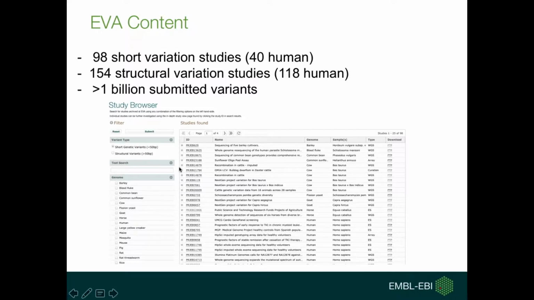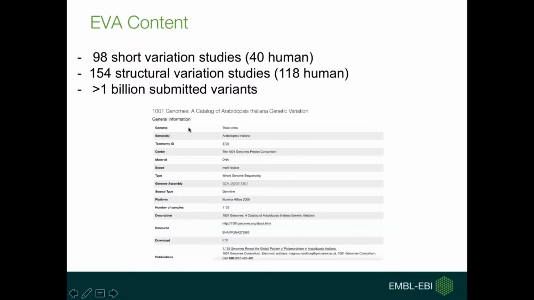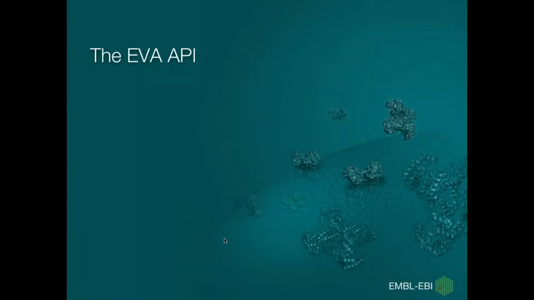This is a screenshot of our study browser at the EVA website. It has some filtering options on the left-hand side that allow you to filter these studies. And then when you access any of these studies, we have some more study-specific metadata, which describe the title, the number of samples that were analysed, and also give you access to the flat files via FTP. So that's the brief introduction I wanted to give. Now Pablo will talk more about the EVA API.